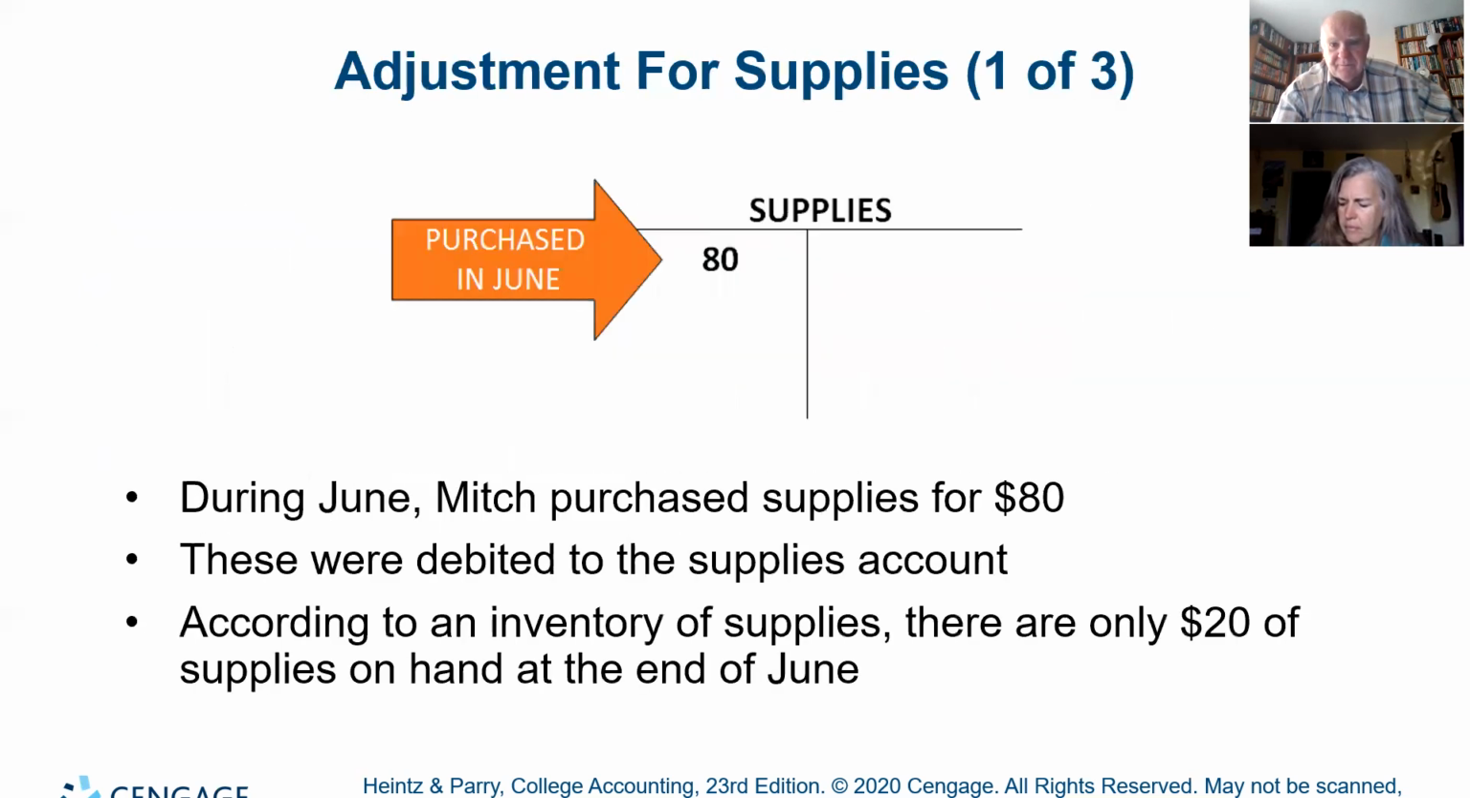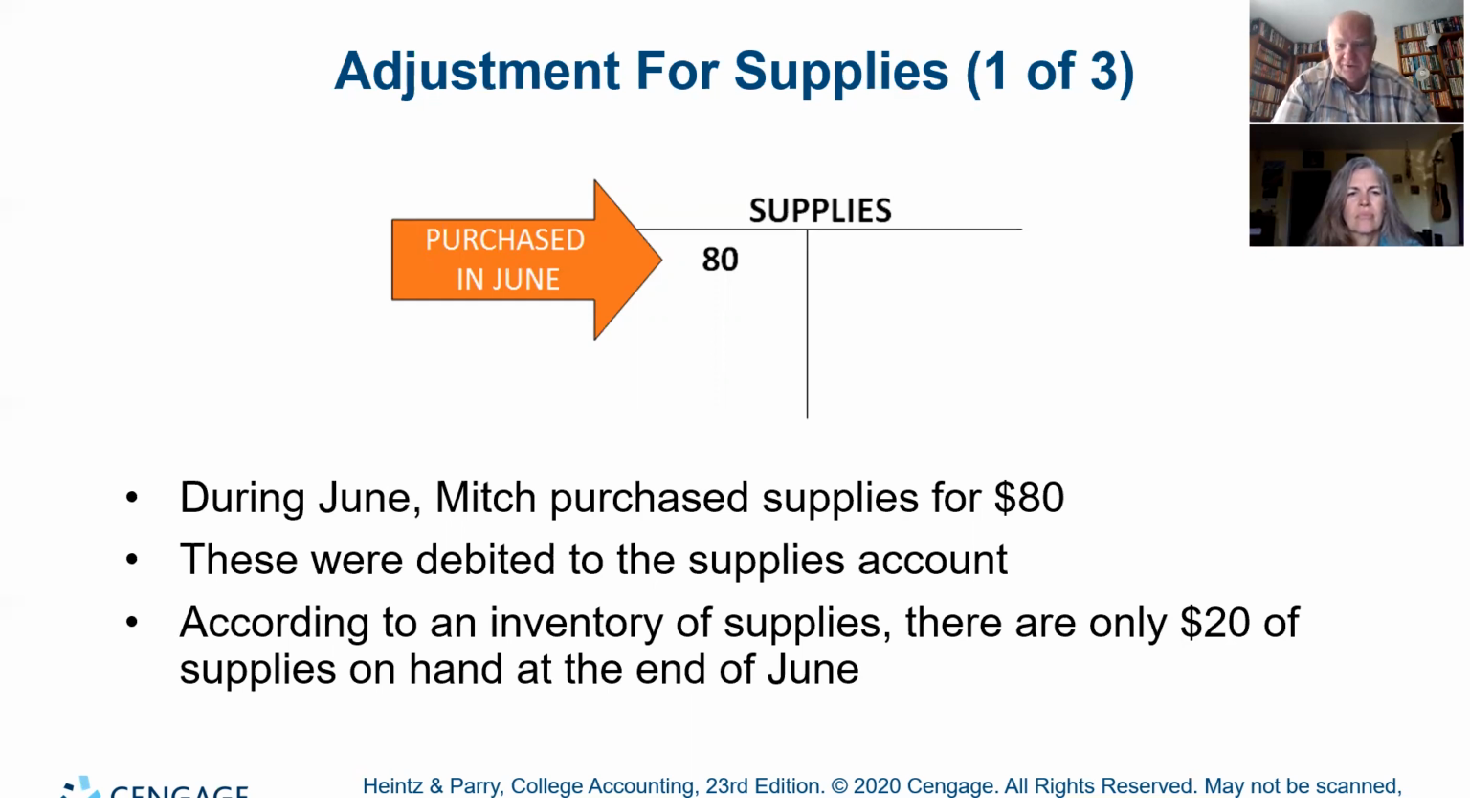Okay, let's take a look at our first adjustment. Mitch, I'm chuckling at your question because you hit the nail on the head there. Mitch purchased supplies for $80. So he's putting it into his inventory, basically. He's recording that as a prepaid asset. So he debited it to supplies, which is an asset. Supplies is an asset, supplies expense is the expense.